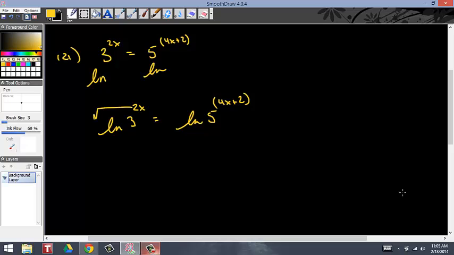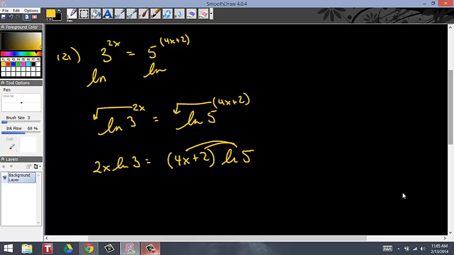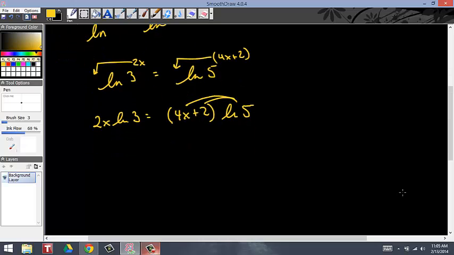Chris? Drops down. Drops down. I get 2x ln 3 equals 4x plus 2 ln 5. From here, I got to distribute a little bit because I have to move the 4x over to the other side. So it's going to be 4x ln 5 plus 2 ln 5 equals 2x ln 3.